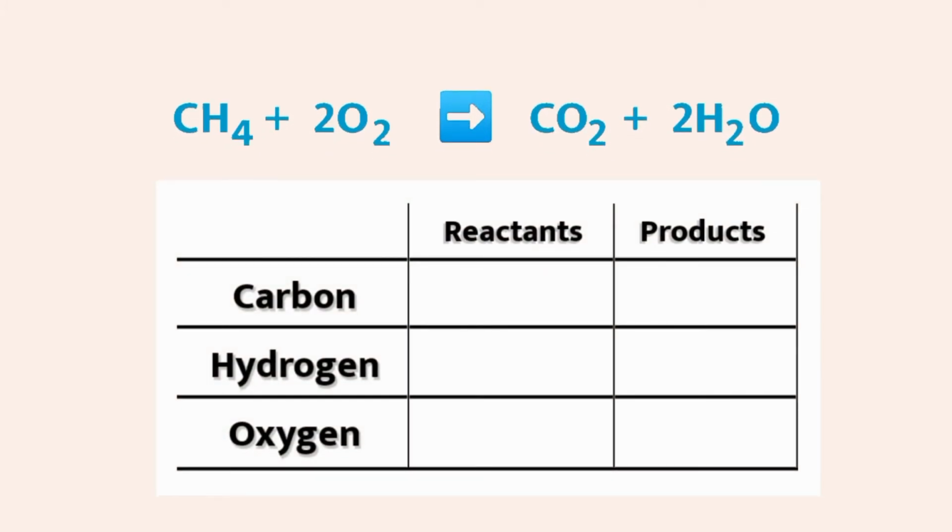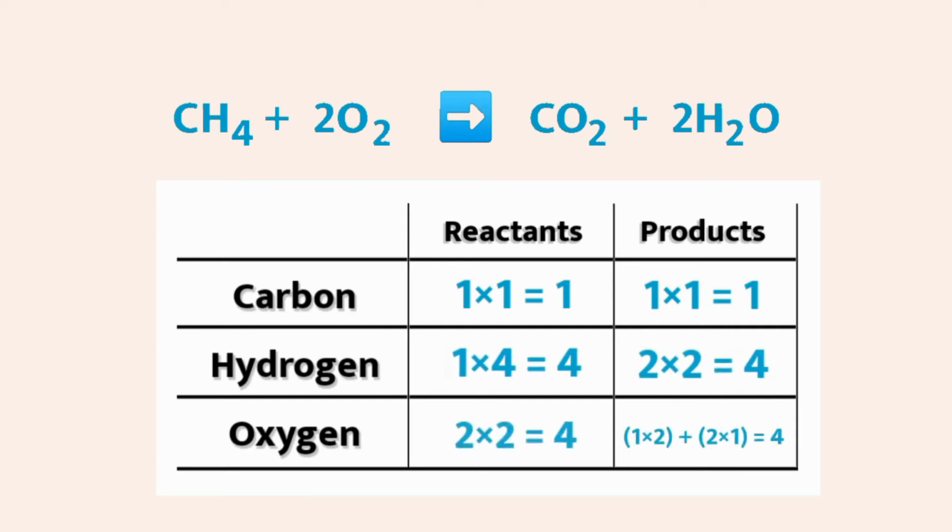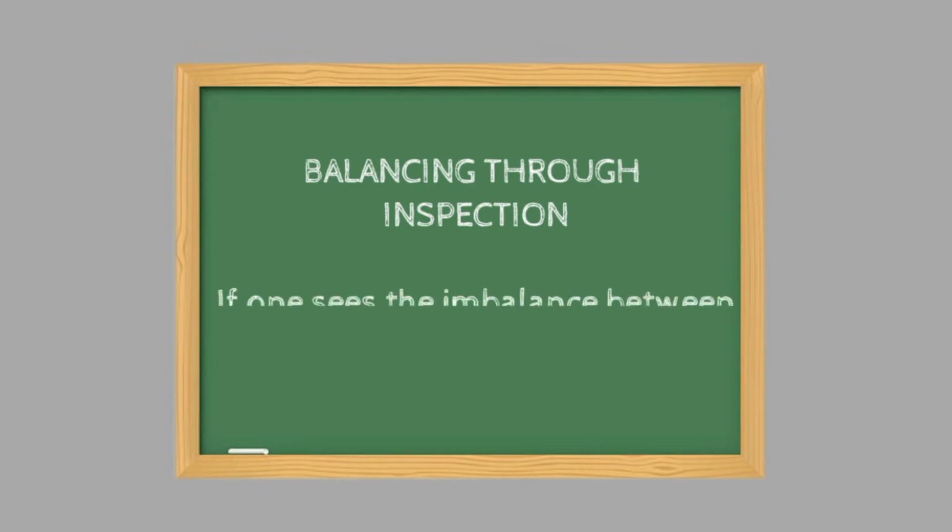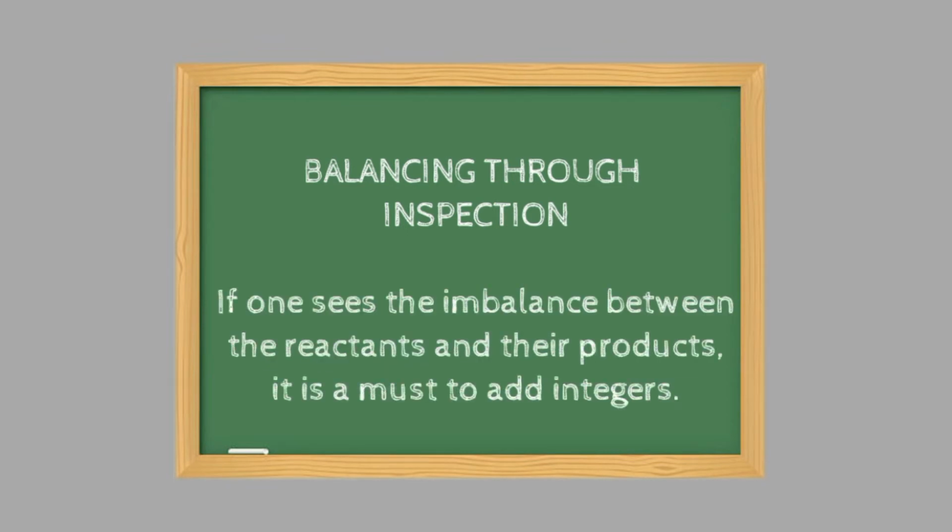To compute the reactants for carbon, we multiply its coefficient 1 and its subscript 1, then we get 1. And to compute its products on the right side, we also multiply its coefficient and its subscript to get 1. We can see that the reactants and the products were both equal to 1, therefore, it is balanced. The same process will be applied to the other elements, which all resulted in a balanced equation. When balancing through inspection, if one sees an imbalance between the reactants and their products, it is a must to add integers until the goal of balancing the equation is attained.